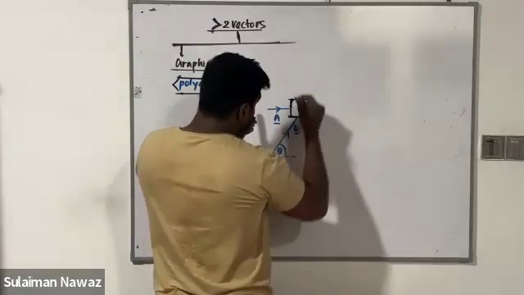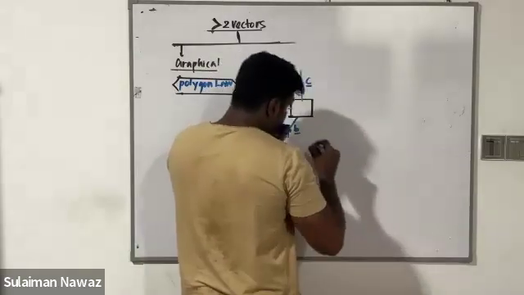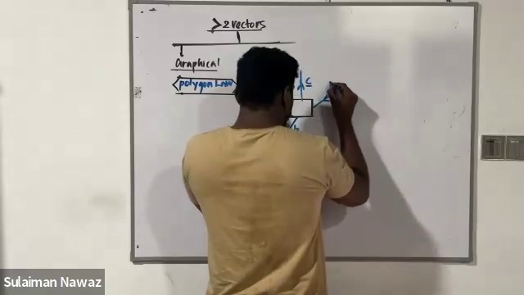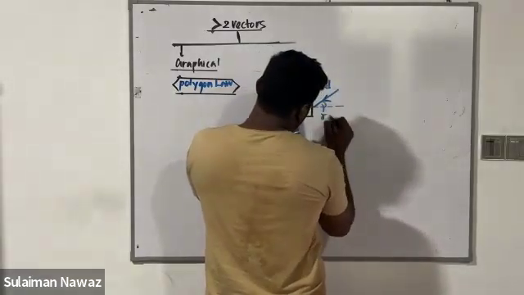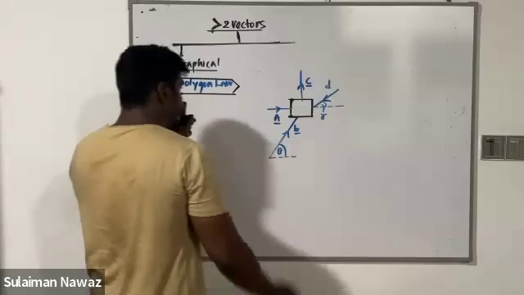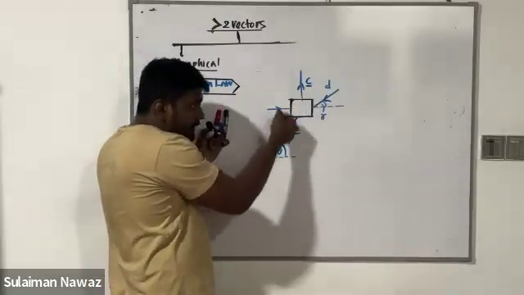Next one is vector C. Last one is vector D. This angle is gamma. Now think, there are four vectors acting on this object. I want to find the resultant vector.